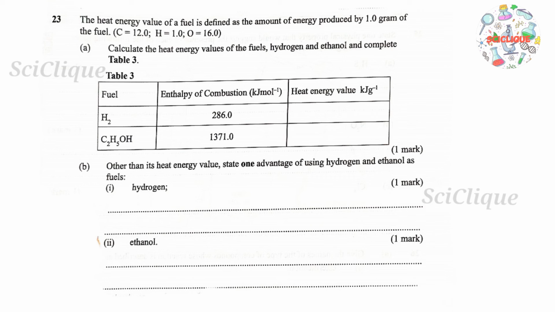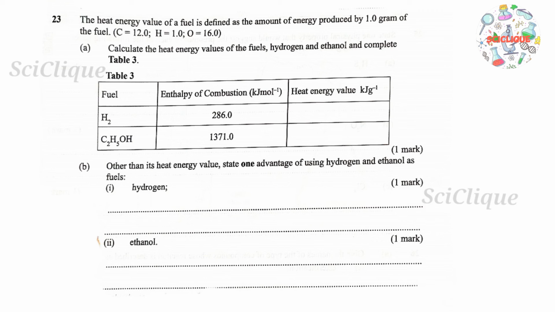So this simply means that if you were to take 1 mole of hydrogen gas, combust it or burn it in air, it's going to release 286 kilojoules of heat energy. Same goes for ethanol. If you were to combust 1 mole of ethanol, it's going to release 1371 kilojoules of heat energy. Now we have been told to calculate the heat energy.